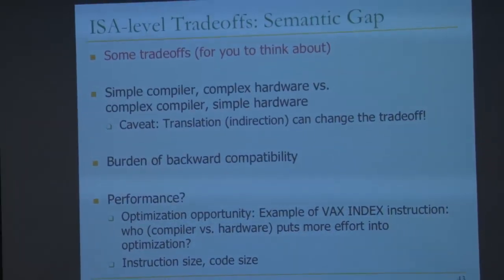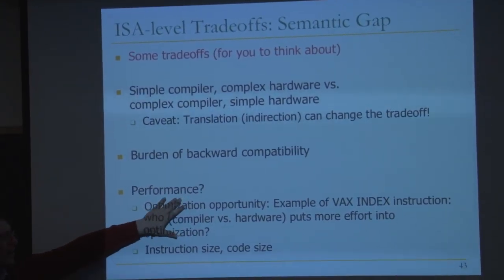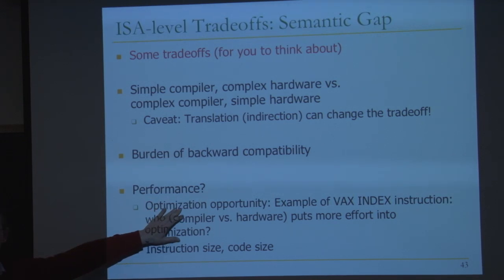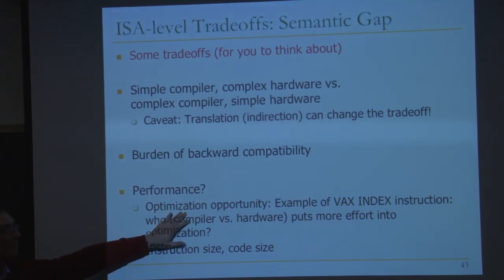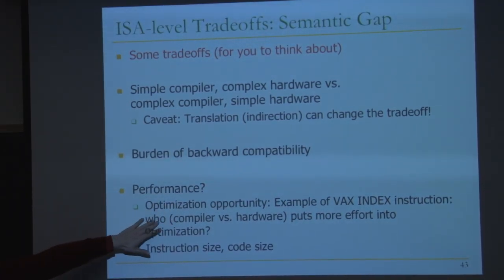Now, that was true, actually. Why was that true? Because for the VAX index instruction, the hardware designers didn't really optimize it. They really had this instruction, and they converted it internally to RISC operations. And they didn't really optimize this instruction. As a result, it performed much slower. But on the other hand, you could optimize that instruction, and you could perform much faster.